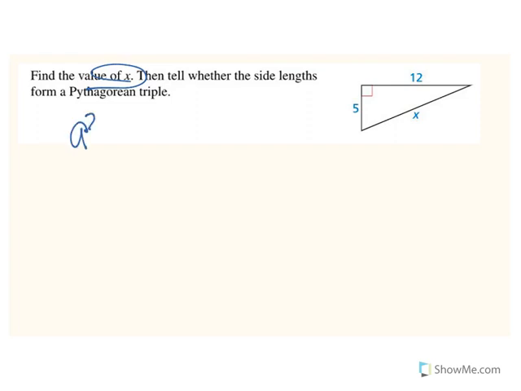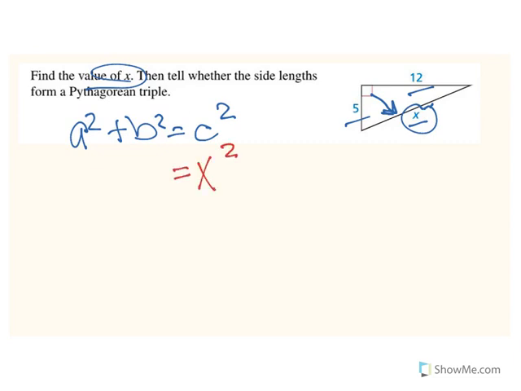So we're going to use our a squared plus b squared equals c squared. The key is, which one of these is our hypotenuse? Well, remember, it's the one opposite of our right angle. So that means x is our hypotenuse. So that means our x is what goes here. And then it doesn't matter which of these you put. Most people usually put the lower number first. You could have done 12 squared plus 5 squared, etc. Doesn't matter.